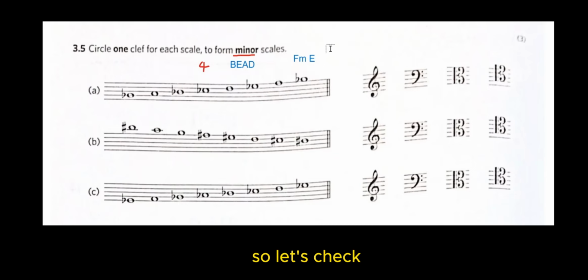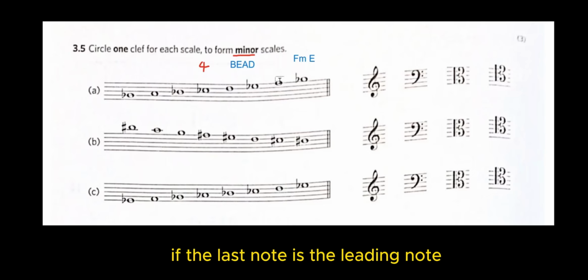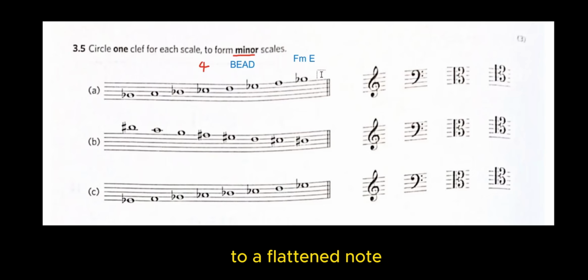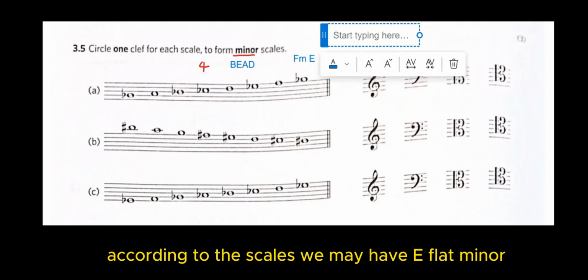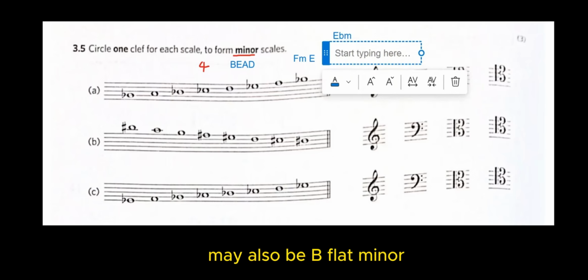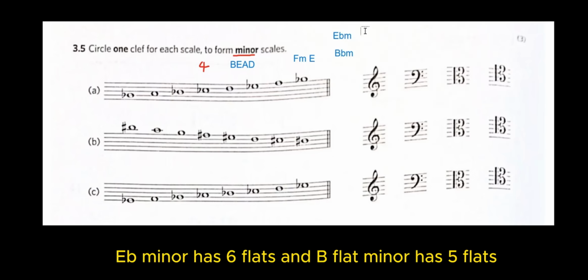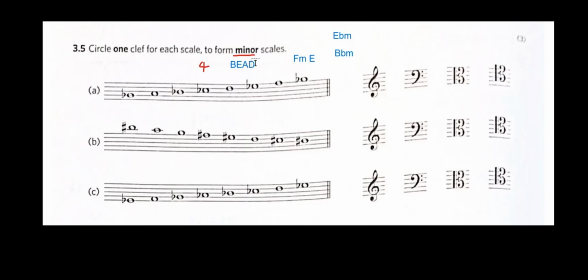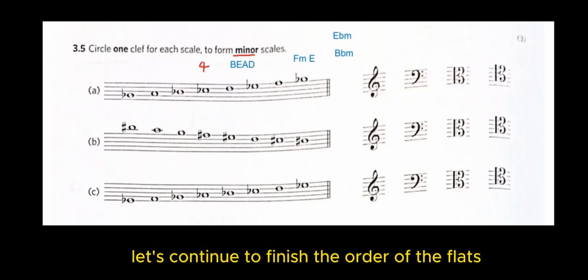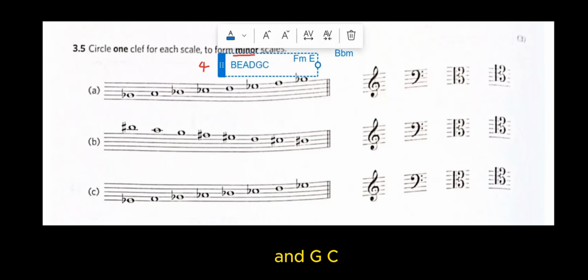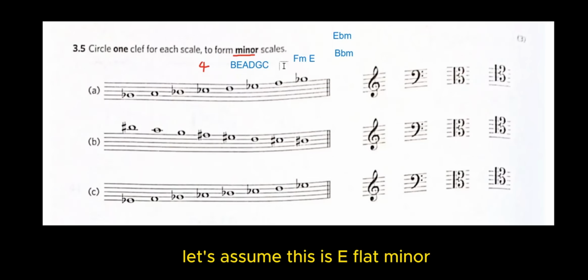So let's check. The first note is a flat note, so it won't be F minor. Let's make another guess. If the last note is the leading note to a flatter note, according to the scales, we may have E flat minor, or maybe B flat minor. E flat minor has 6 flats and B flat minor has 5 flats. Let's continue to finish the order of the flats: G, C. Let's assume this is E flat minor.